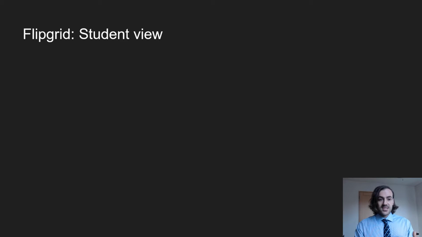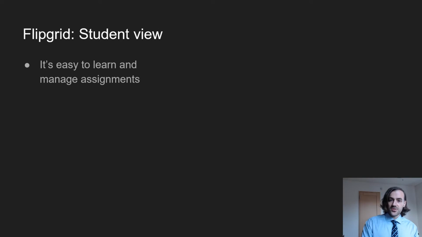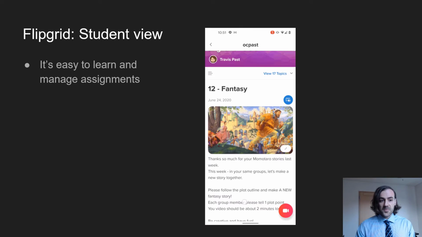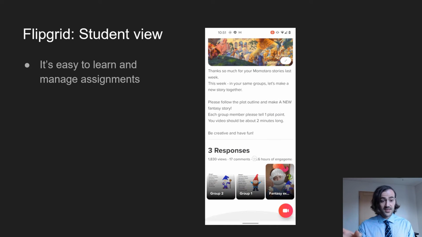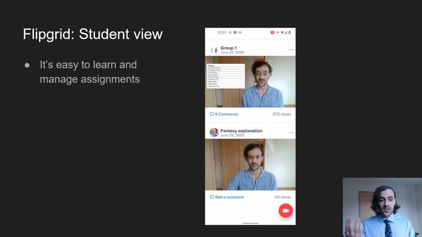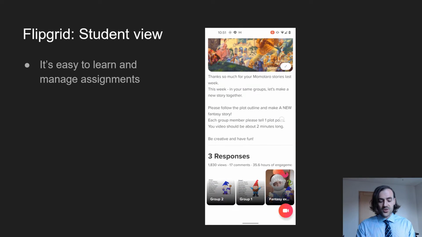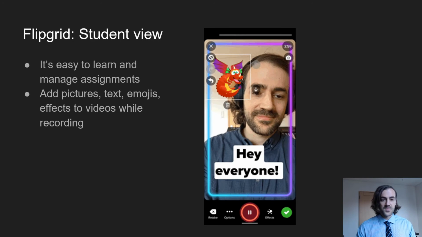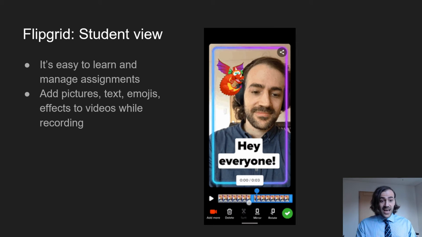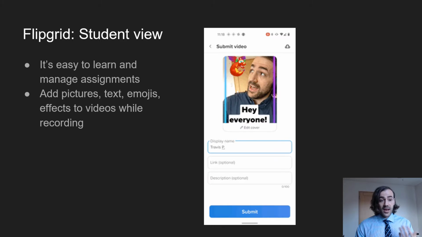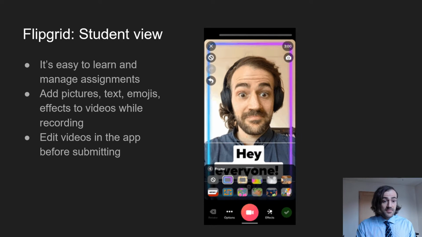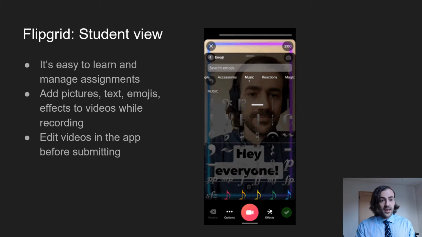So that's how Flipgrid generally works, but I'll give you a kind of a view of what it looks like for students and for teachers. So it's very easy to make and manage assignments. This is kind of what it looks like here. They'll see a description, they'll see the responses that are there, they can open it up, and they can view the individual responses and hit that record button to make their own video. And when they do make their own video, it looks kind of like this. So they'll be able to add text, add pictures, add emojis, and then after they record it, they'll be able to edit and add more. And so it's really easy to use, and it's pretty convenient, and can be a lot of fun.